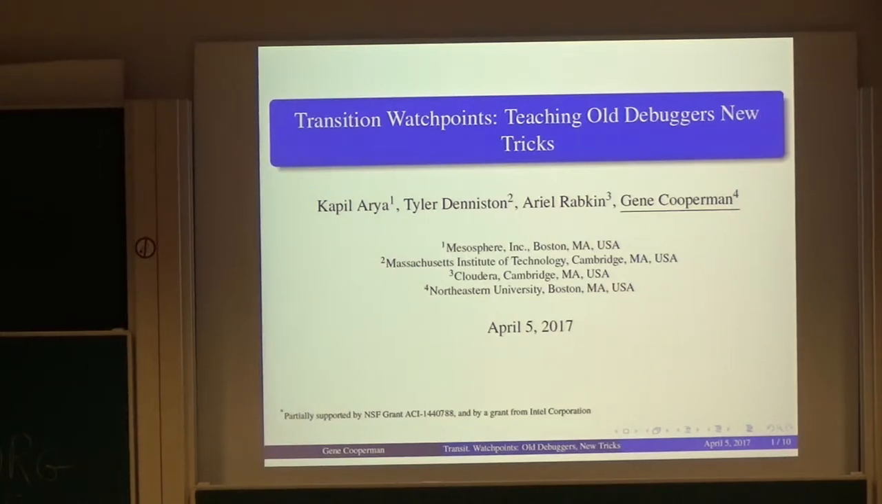So I'm going to be talking about transition watch points. If you have a debugger, you've seen there's this feature called watch points. It's very commonly used, for example, in GDB. I'll talk about that in a minute. Some debuggers already have watch points, some don't. Some that do have watch points don't really implement them very efficiently anyway. So we have a new way to implement them.